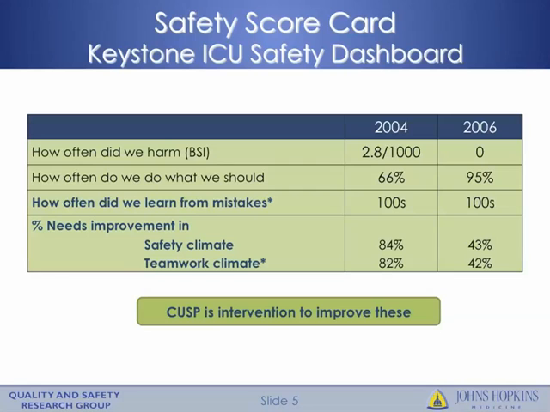The intervention to improve performance on the top 2 items, that is harm and using evidence, is what we're going to call the translating evidence into practice model. The intervention to improve performance on the bottom 2 is called CUSP, or the Comprehensive Unit-Based Safety Program, and we'll spend a lot of time talking about both, but acknowledge that they go together.